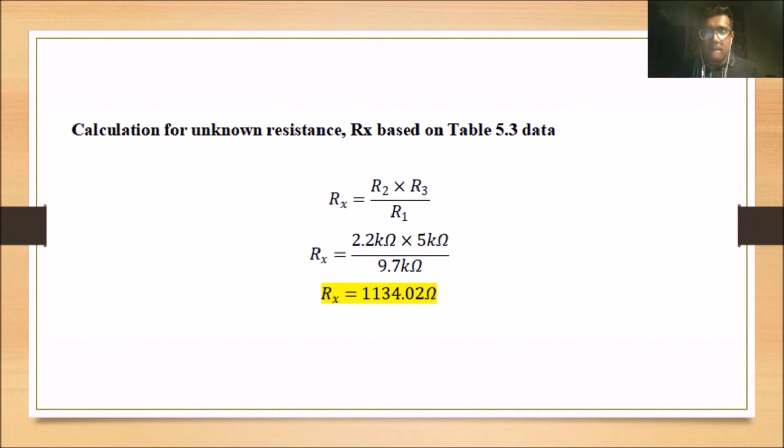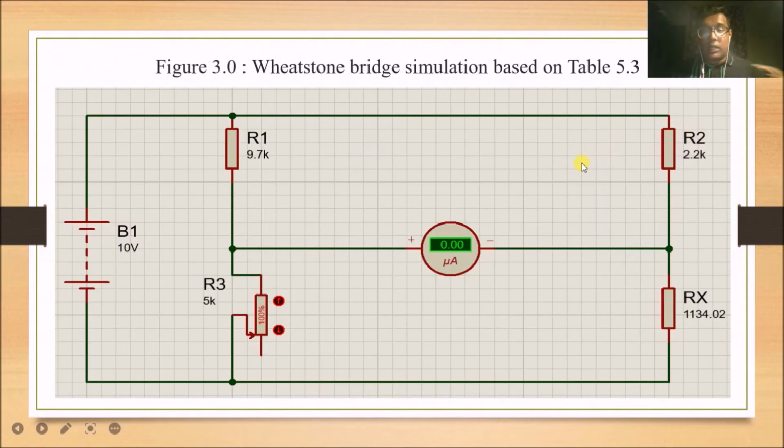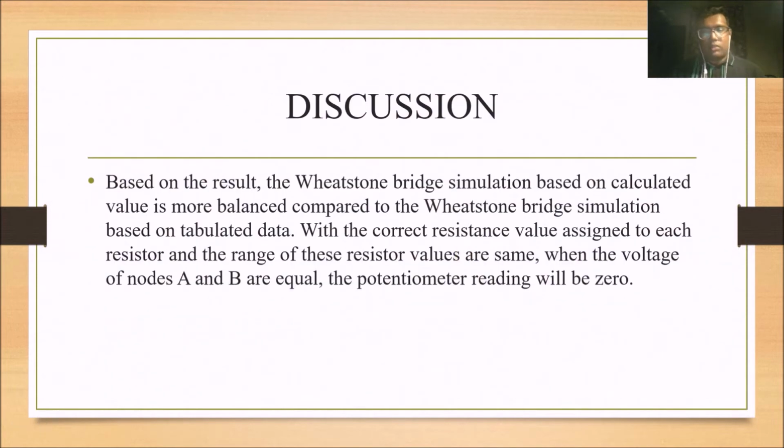So let's look into the calculation. The formula is the same. So we just substitute the data from table 5.3 into this equation, and we have obtained the unknown resistance value of 1134.02 ohm. Based on the calculation and the simulation, the value that we have obtained for the simulation is 0 microampere. So based on the result, the Wheatstone bridge simulation based on the calculated value is more balanced compared to the Wheatstone bridge simulation based on the tabulated data.